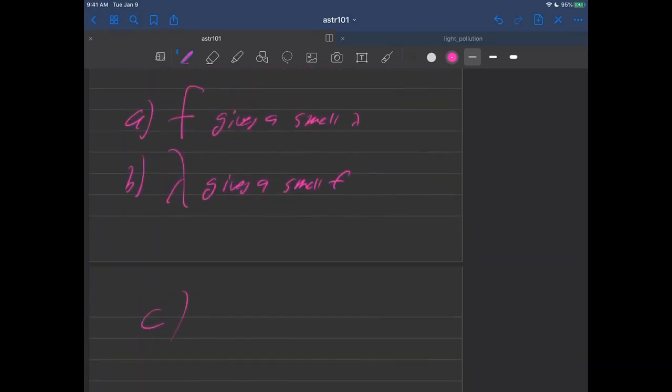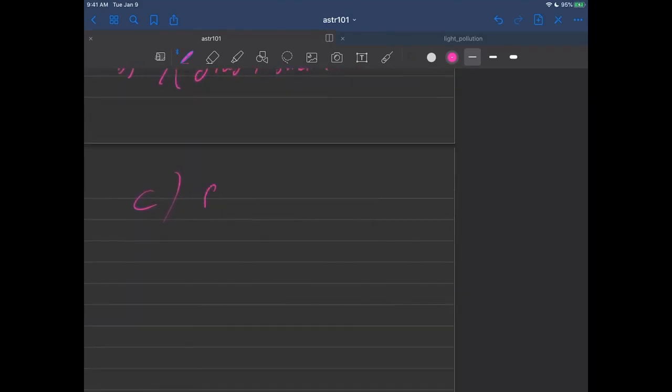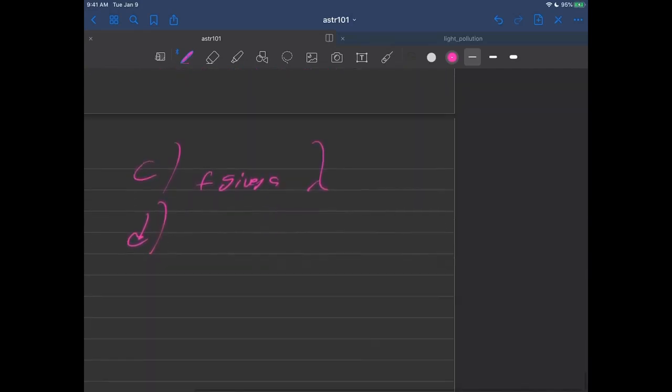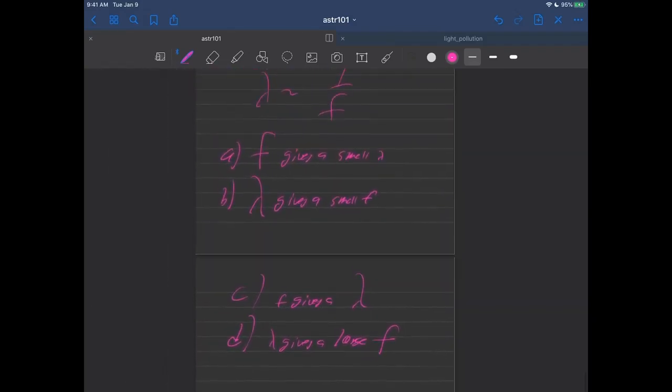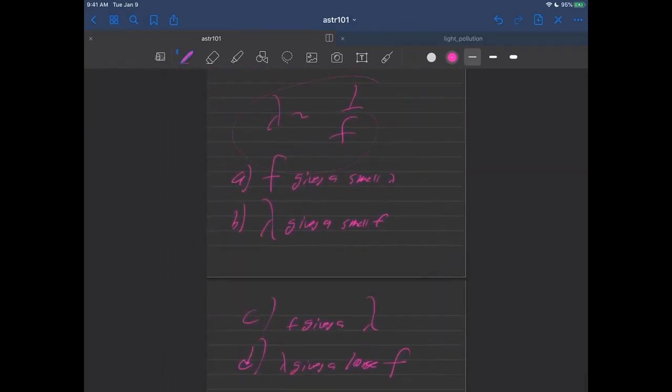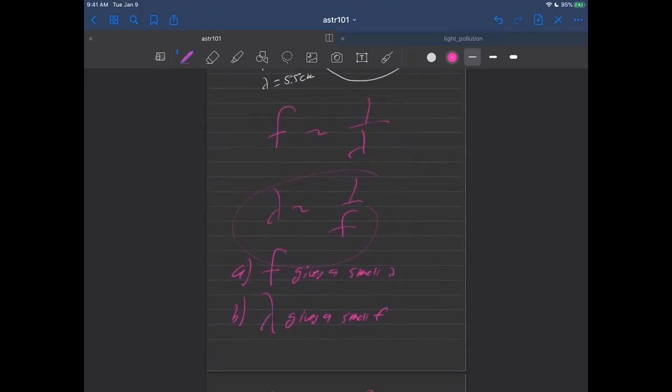So let me see. A very small frequency gives a large wavelength. And the last one right here, a very small wavelength gives a large frequency, like that, because they're inversely related. This is an important relationship right here. Wavelength is inversely proportional to frequency, or frequency is inversely proportional to wavelength.